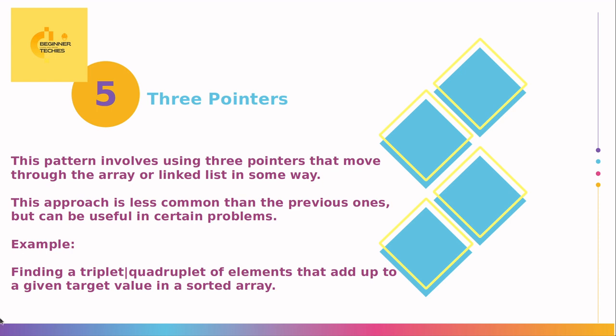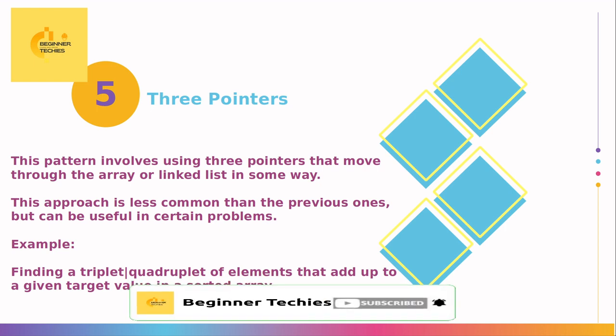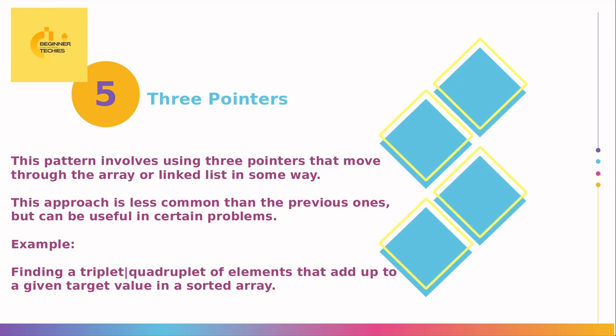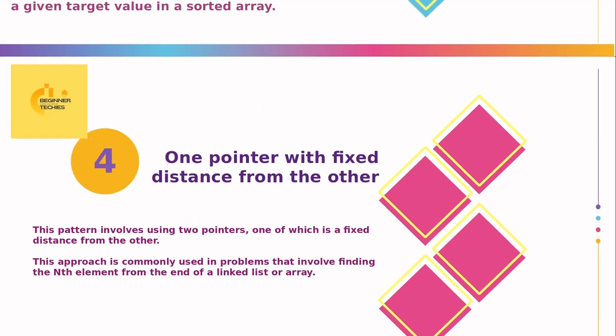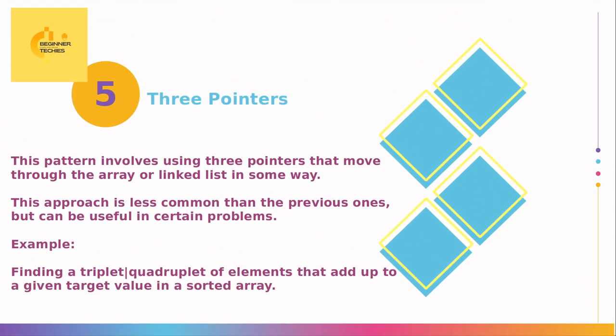This is the example of triplets and quadruplets of elements that add up to a given target value in a sorted array. This is the example we will do. This approach is less common than the previous ones, but can be useful in certain problems. Like in the four sum problem, we have to find the quadruplet, and that problem will be solved with the help of the three pointers technique. There are some more problems, so we will discuss them one by one, and we'll try to pick problems for every two pointers technique.